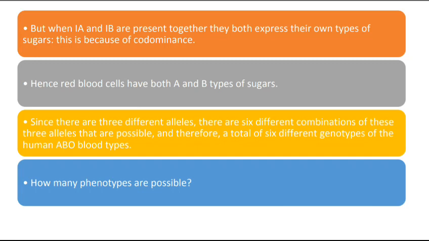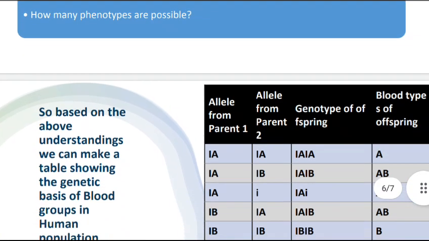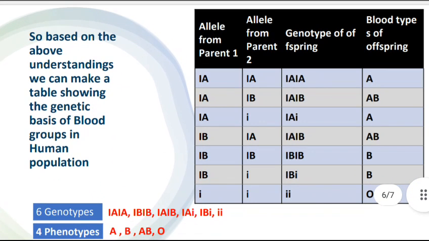there are 6 different combinations of these three alleles that are possible, and therefore a total of 6 different genotypes of the human ABO blood types. So from here we can also find the number of possible phenotypes. Based on the above understanding, we can make a table showing the genetic basis of blood groups in the human population.